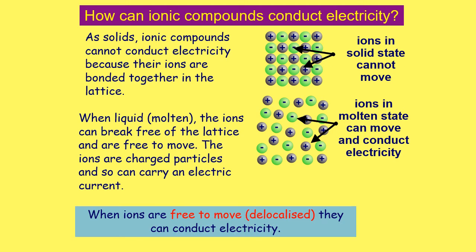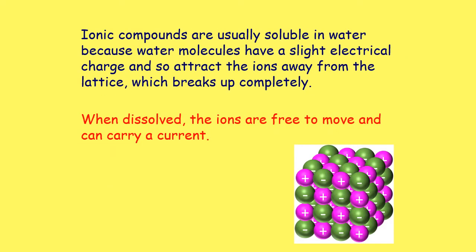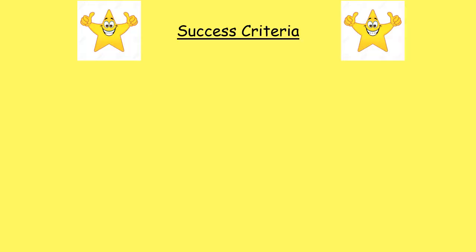Now in a metal, anything that is delocalized can conduct electricity. Another property of ionic compounds is that they are usually soluble in water. This is because water molecules are slightly charged and so are able to attract the ions away from the lattice. And once they are free, the ions can move around and can start conducting electricity because they're delocalized.